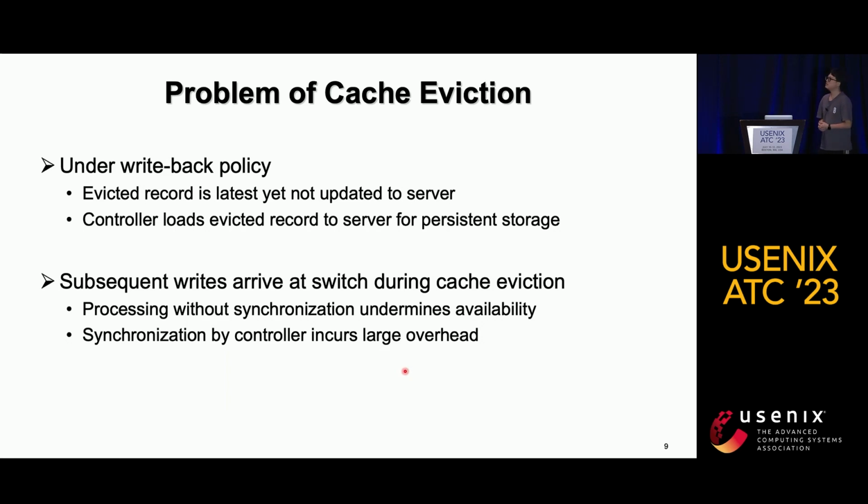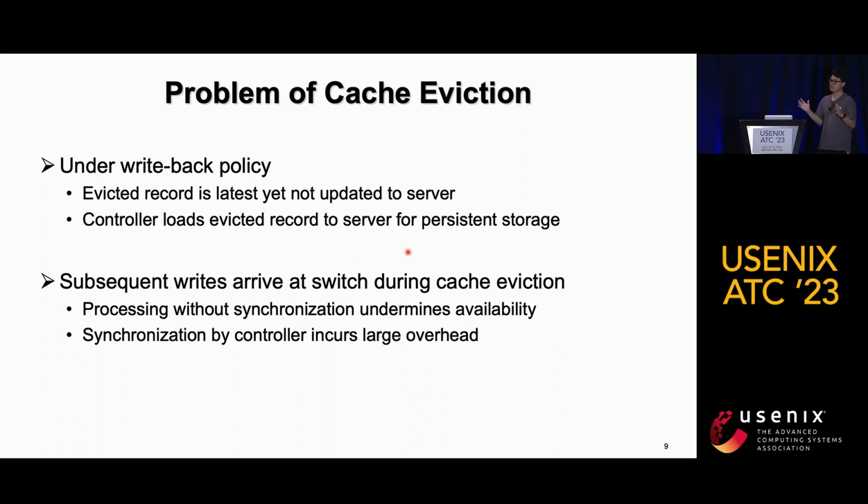But second, we consider the availability challenge. Here's the problem of availability in cache eviction. Under the write-back policy, the evicted record could be the latest one yet not updated to the server. So the controller has to load the evicted record from the in-switch cache to the server for persistent storage. But as we mentioned before, the controller is much slower than the switch data plane.